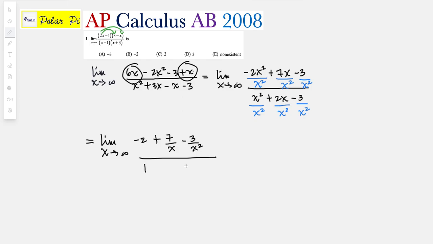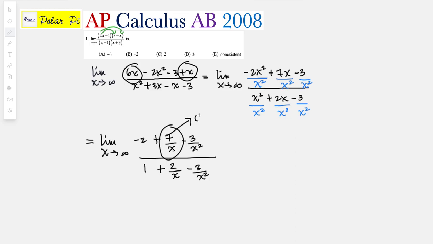And then 1, and then plus 2 over x, and then minus 3 over x squared, right? Now we plug in infinity, so to speak. Infinity is not a number, we can't really plug it in, but we can imagine what would happen to, say, 7 over x as x gets arbitrarily large.